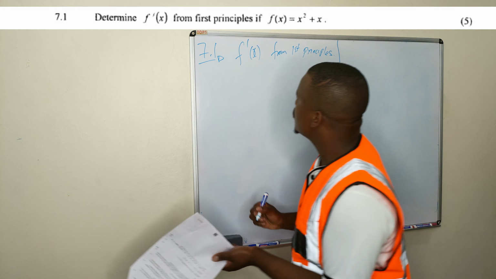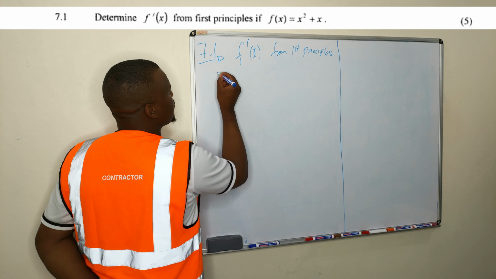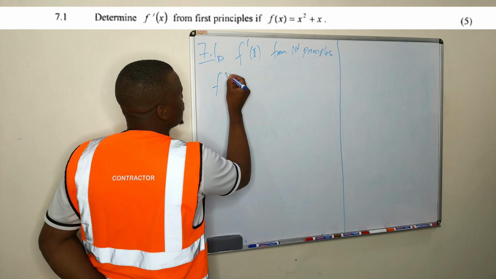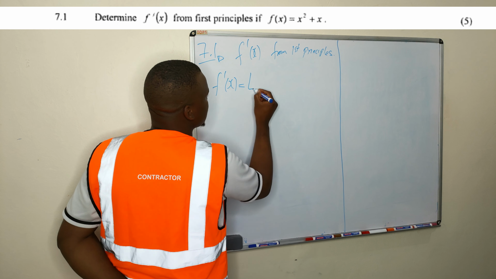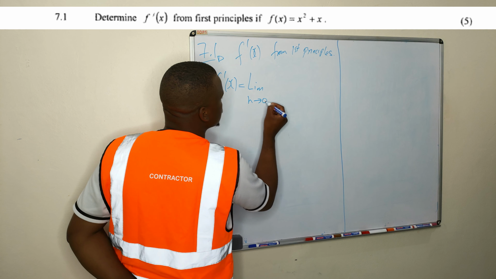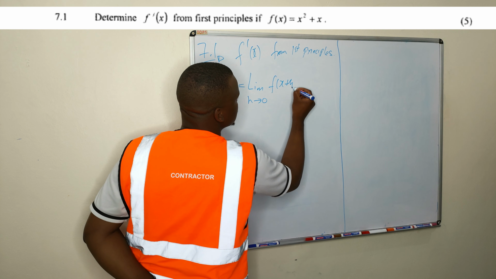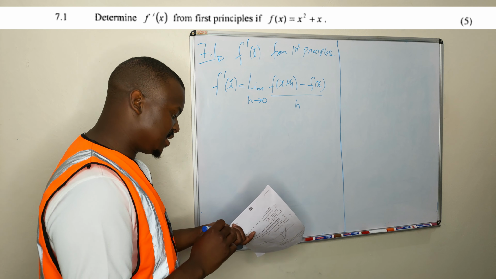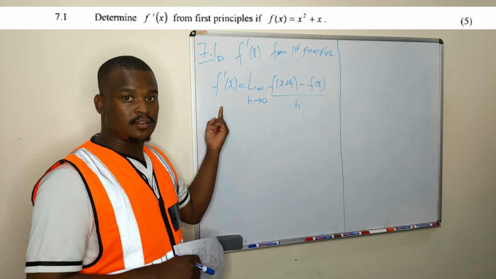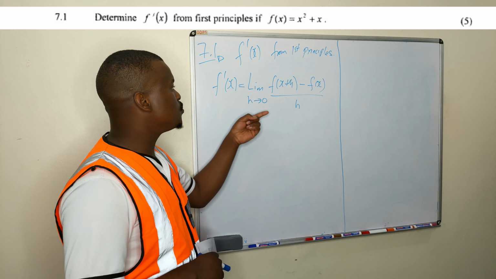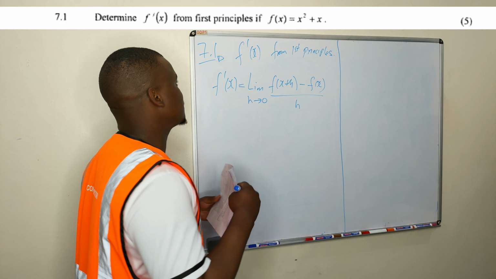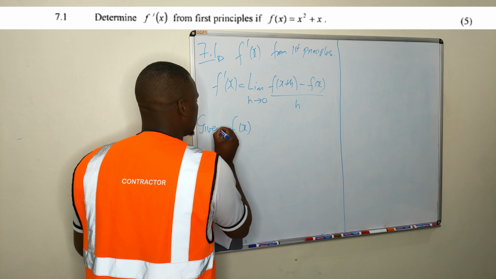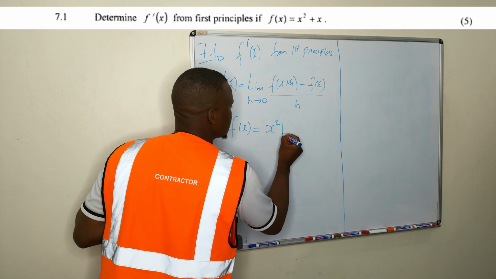So, as you know, the derivative definition is f prime at x is equal to the limit as h goes to 0 of f of x plus h minus f of x all over h. This is the derivative definition from first principles. So they want you to use this definition to find f prime of x, given f of x equal to x squared plus x.